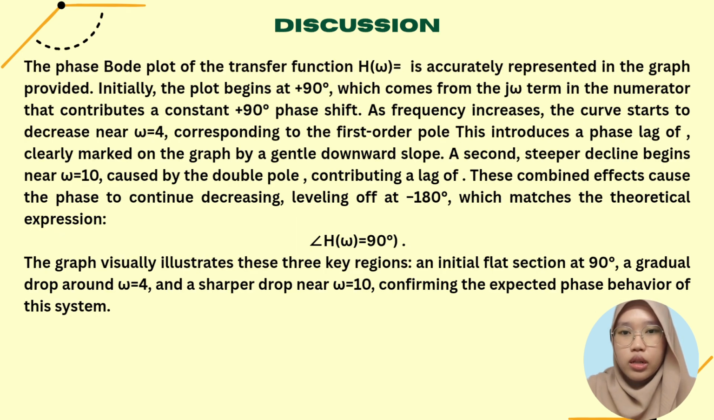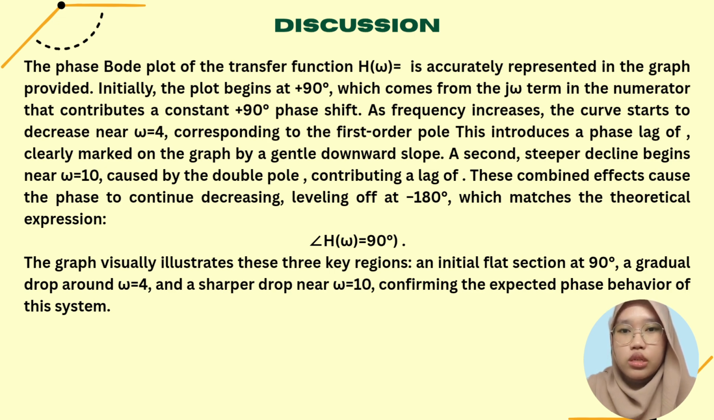The phase Bode plot of the transfer function H of omega is accurately represented in the graph provided. Initially, the plot begins at positive 90 degrees, which comes from the j omega term in the numerator that contributes a constant positive 90 degree phase shift.